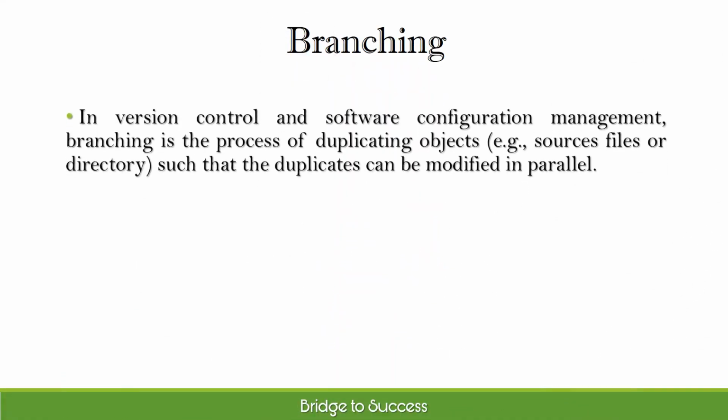In version control and software configuration management, branching is the process of duplicating objects, for example sources, files or directories, such that the duplicates can be modified in parallel.